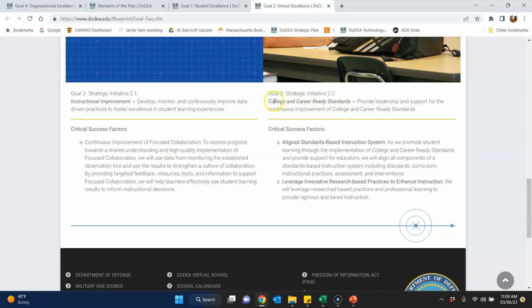As for Strategic Initiative 2.2, College and Career Ready Standards, this is pretty closely linked to Initiative 1.2 in the previous goal, where we're talking about college and career readiness. Here, the success factors are to align standards-based instruction and to leverage research-based practices to enhance education.